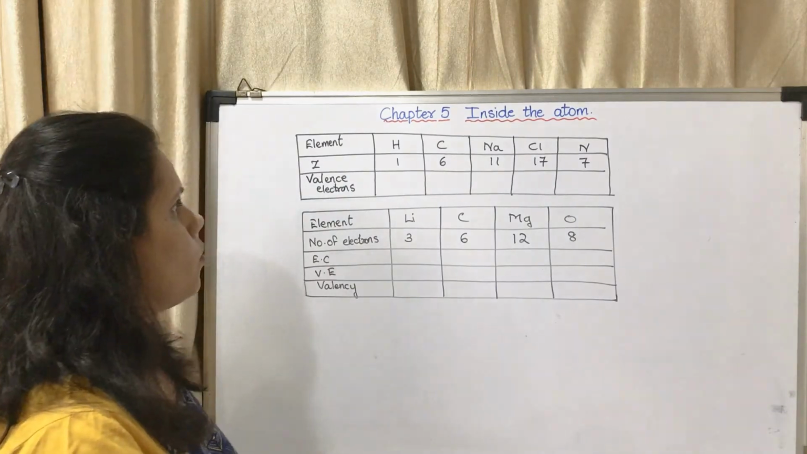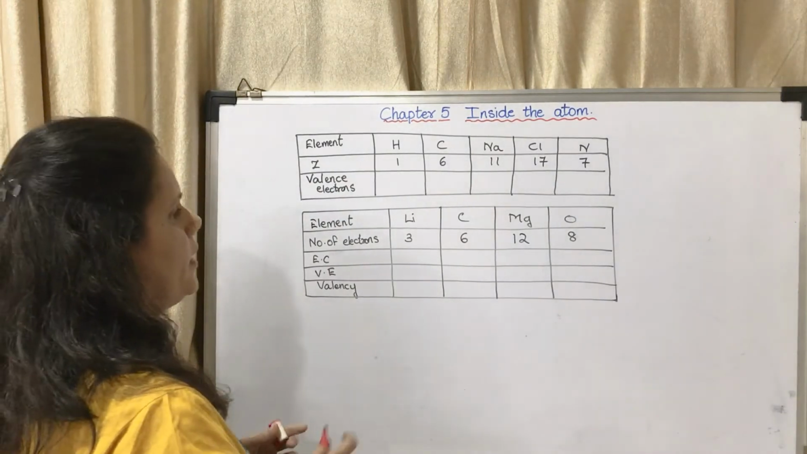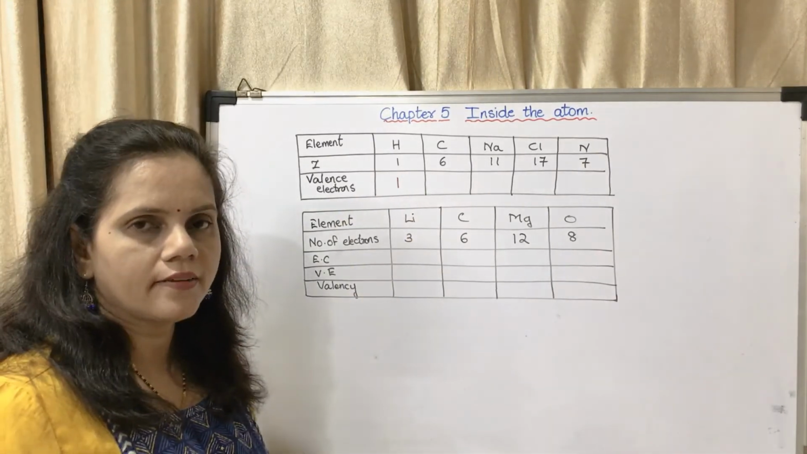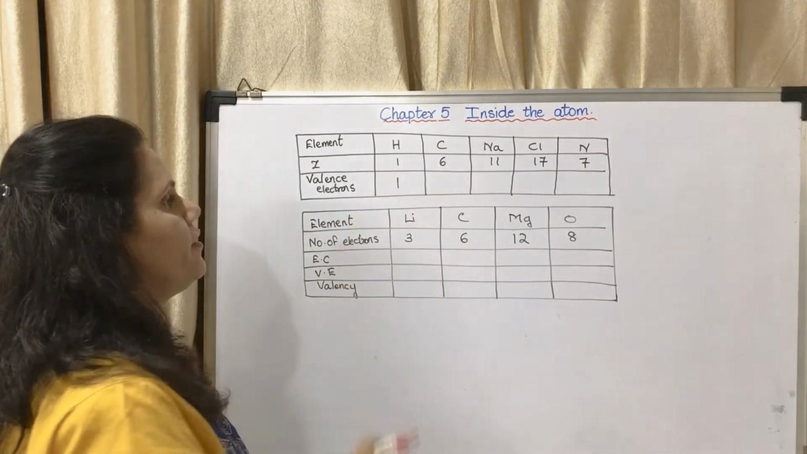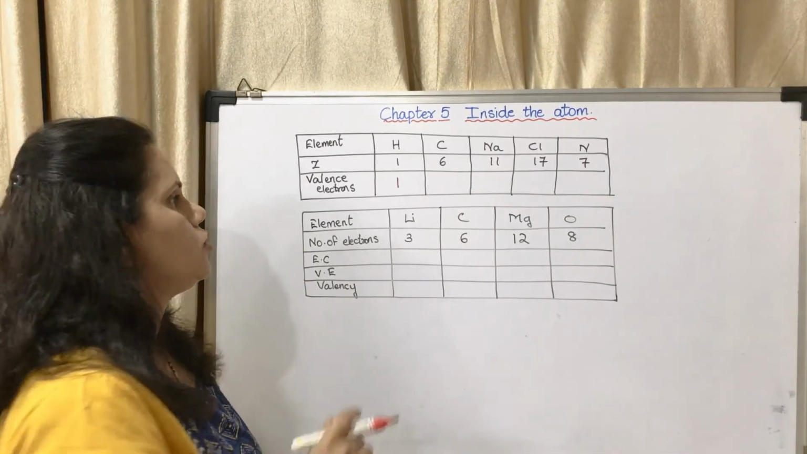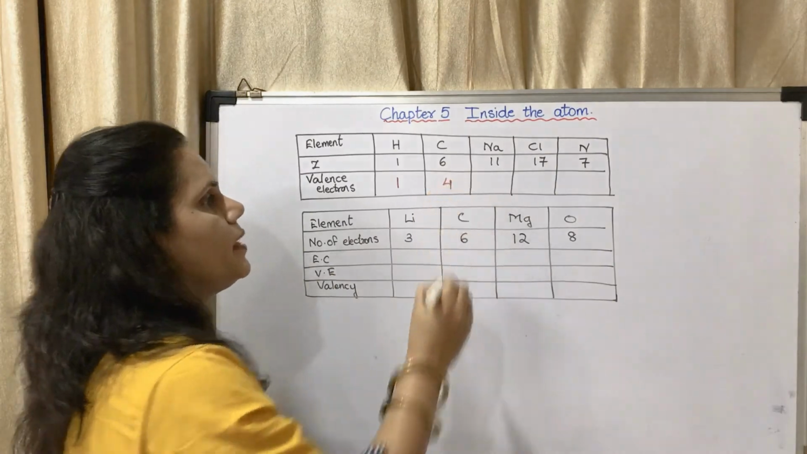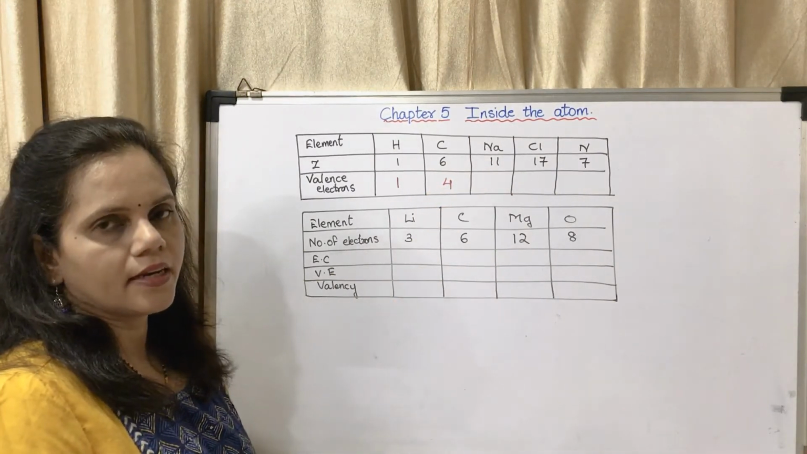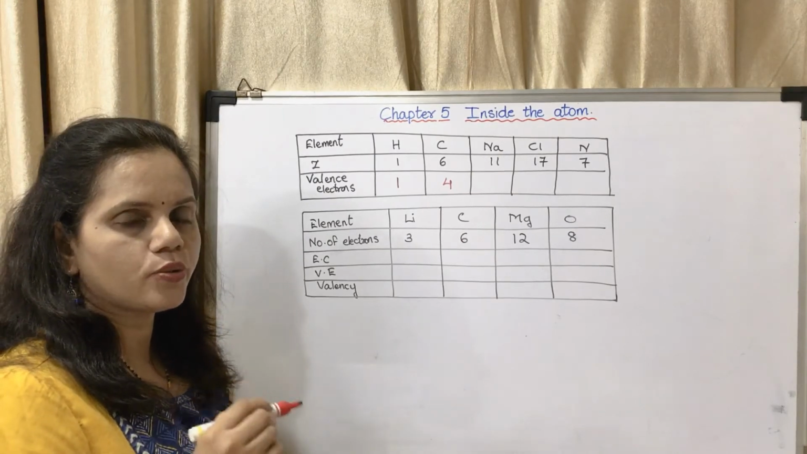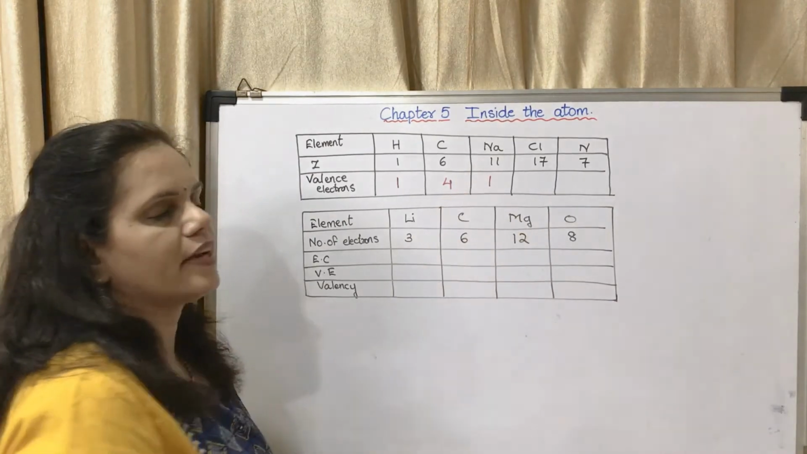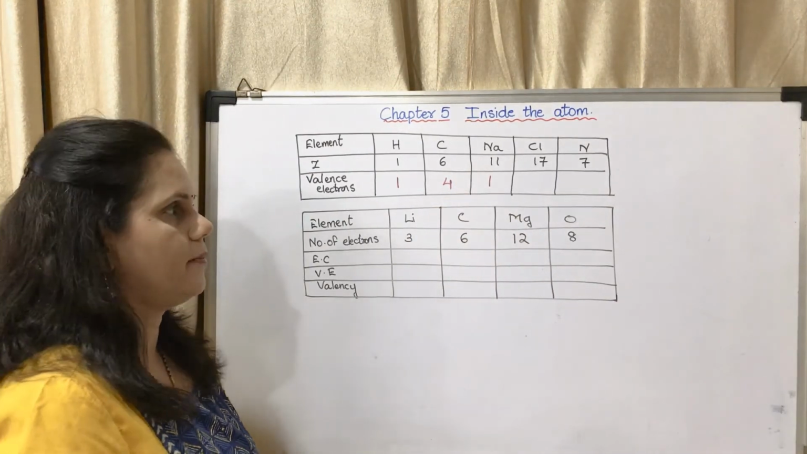Okay, so what is the atomic number? 1. So its electronic configuration is 1. So in the outermost shell there will be 1. In case of carbon, what is the electronic configuration? It will be 2, 4. So how many in the outermost shell? It will be 4. Its atomic number is 11. Its electronic configuration is 2, 8, 1. So how many in the outermost shell? 1.